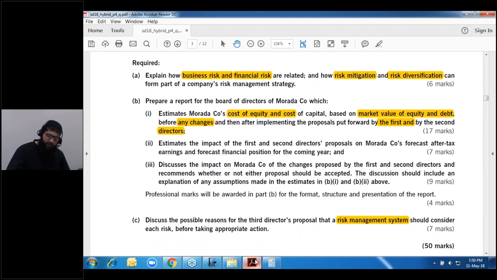Now the question's requirement is you need to discuss the impact on Murada company of the changes proposed by the first and second directors and recommend on whether or not either proposal should be accepted. The discussion should include an explanation of any assumptions made in the estimates. So now, yes, Nakul Agrawal, I'm going to discuss how exactly you need to go through this discursive portion.